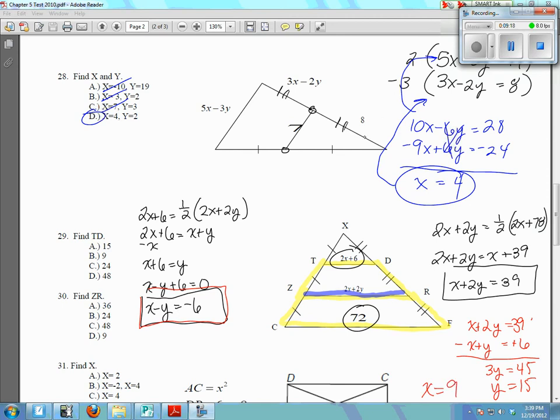Okay, now that's not what the question asked. The question was find TD. So TD was 2 times x plus 6. Well, 2 times 9 is 18, plus 6 is 24. So C is your option there. Number 30 says find ZR. Well, ZR is 2x plus 2y. Well, 2 times x, 2 times 9 is 18, plus 2 times y. Y was 15, so 2 times that is 30. So I get 48. So C is my answer for ZR.